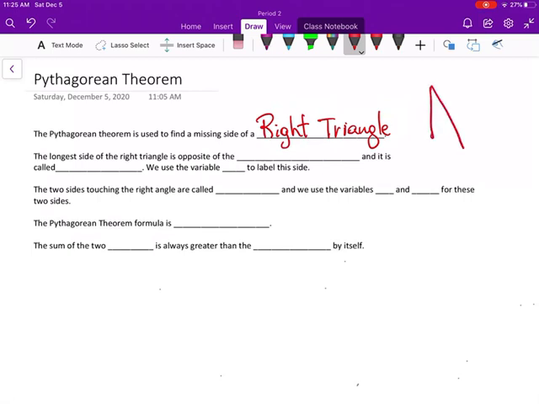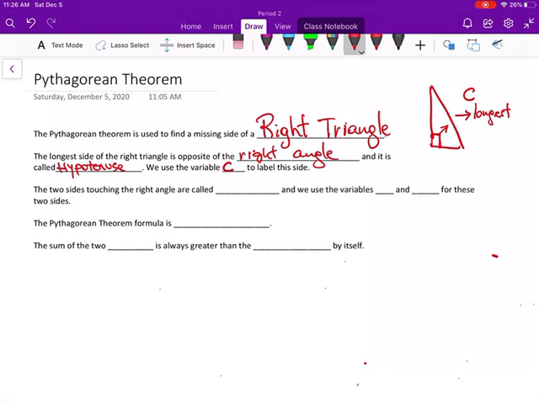So we know a right triangle has a right angle. The longest side of the right triangle is opposite of the right angle. This is the longest side right here, and we know that because it is the opposite of the right angle. And this side is called the hypotenuse. We use the variable c to label this side.